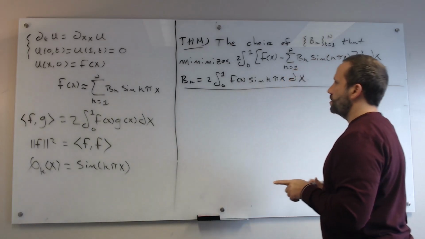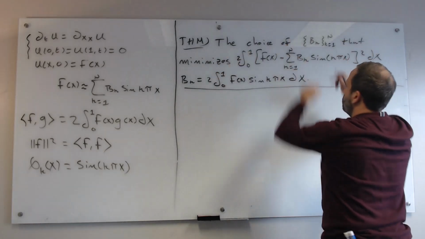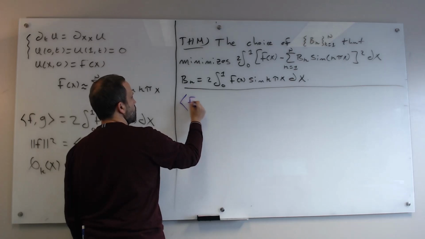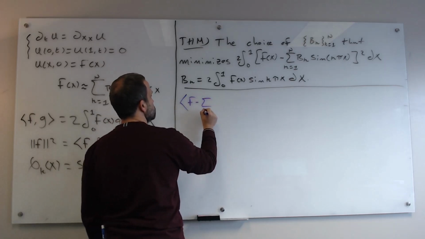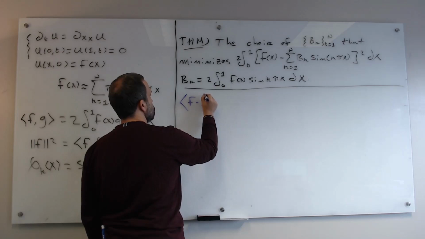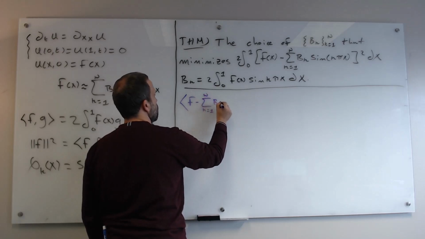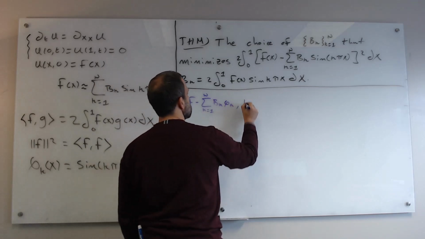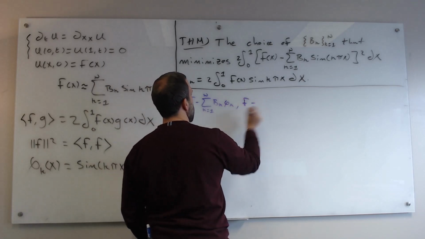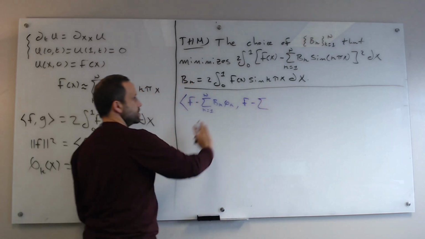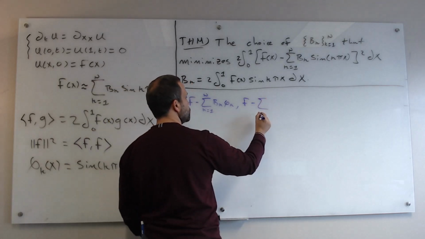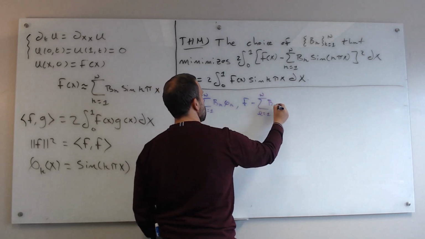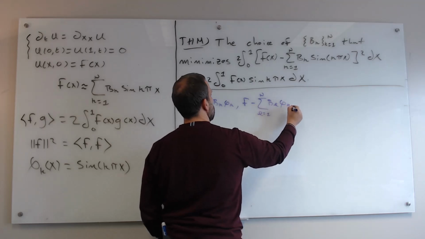Okay, so here's what we're going to do. I want to compute this. This is just the inner product of f minus the sum k equals 1 to n of bk phi k with itself. So it's going to be this times f minus. Now, since I have two different sums, I'm going to use a different index variable. I'm going to use l equals 1 to n here, b_l phi_l.